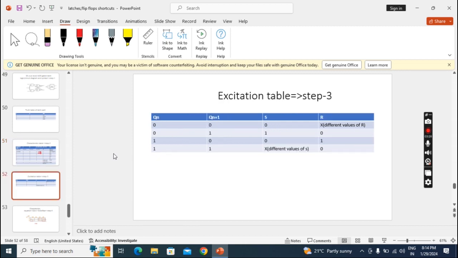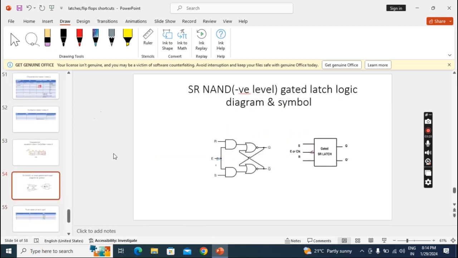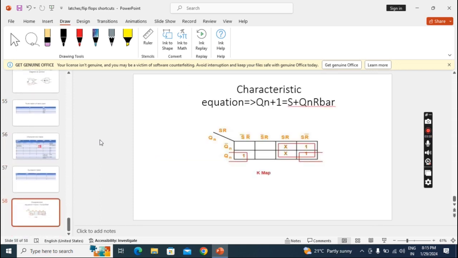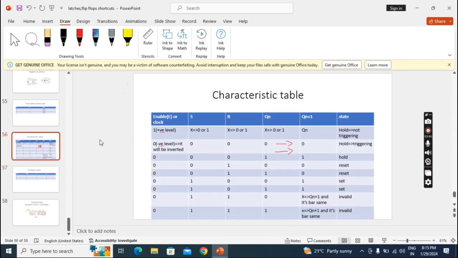Now we'll see negative level. Only here we have to keep an inverter and here we have to keep a bubble. Remaining everything is the same as positive. No other difference. Only in this table, the clock values will change.